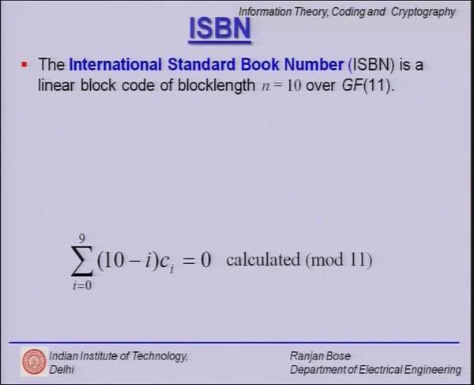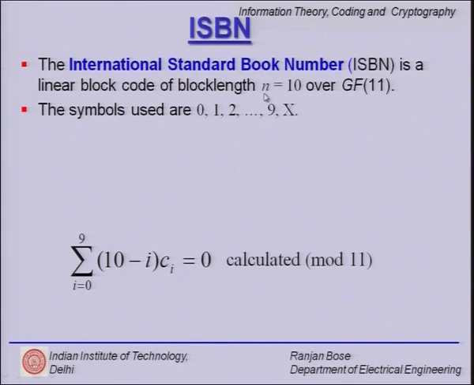So, let us look at one final example, a practical example. This is the ISBN or the International Standard Book Number, which is present behind every book that you see. It is a linear block code over GF 11. Please note, this is a prime number, so GF 11 exists, and the block length is 10. Now ISBN 13 is also available, but this example is for ISBN 10, where n is the block length.